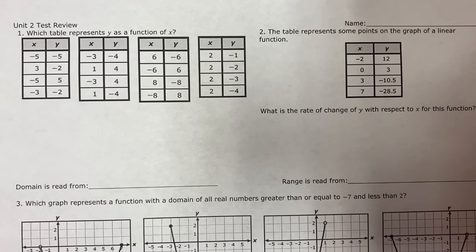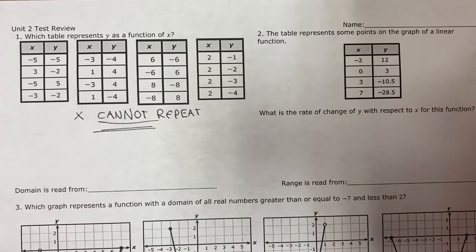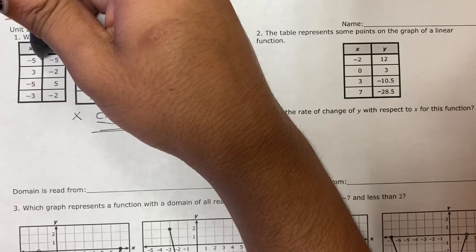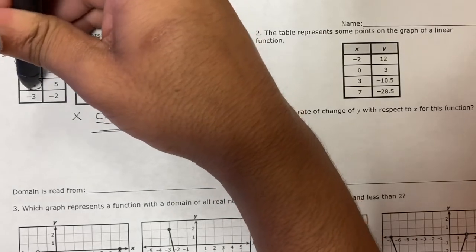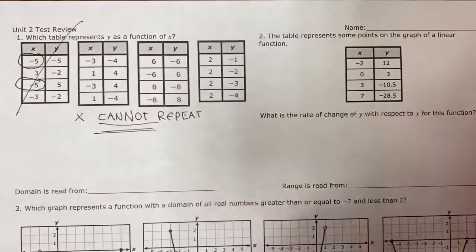So it's asking us which table represents a function, basically. Remember, a function means there's only one output for every input. That's one y for every x, meaning x cannot repeat. So let's look at the tables and see which one shows that x is not repeating. In this first table, I see -5 and I see -5. That means, since these two x's are repeating, it is not a function.